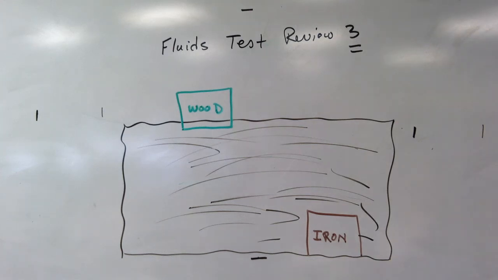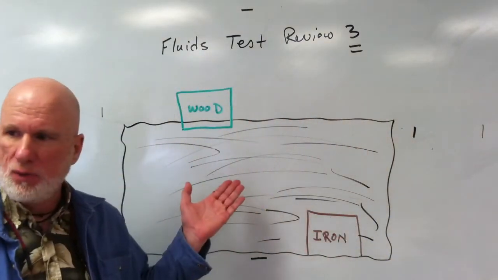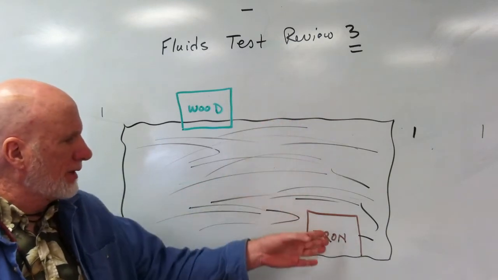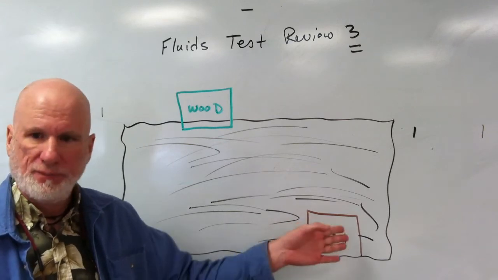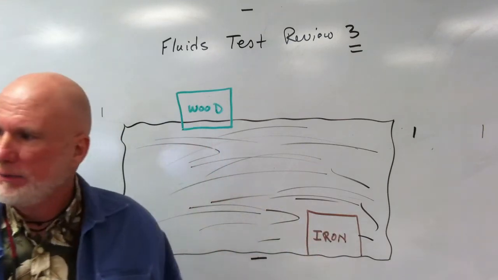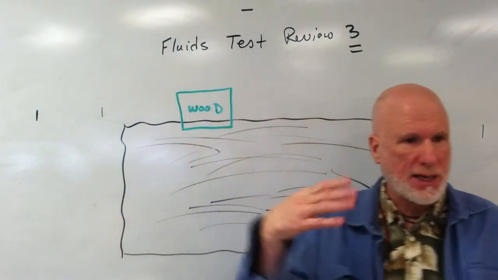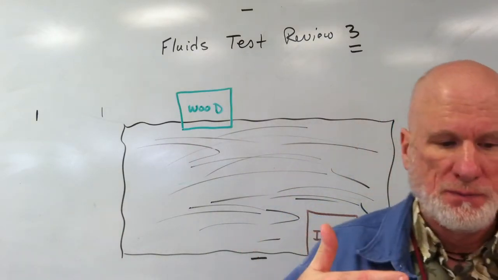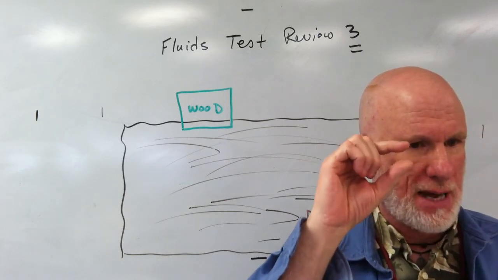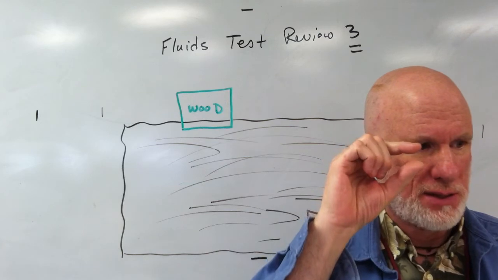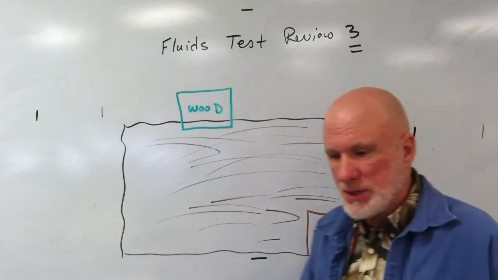Okay. This is test review 3. Behind me is a tank of water. And in this tank of water there is an iron weight that's sitting on the bottom. There is a piece of wood that's floating. And the wood is partially submerged, like all wood. It's floating with just a small amount beneath the level of the water. This is completely submerged. Now, let me ask you a few questions.